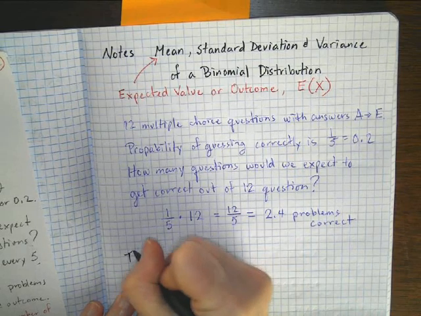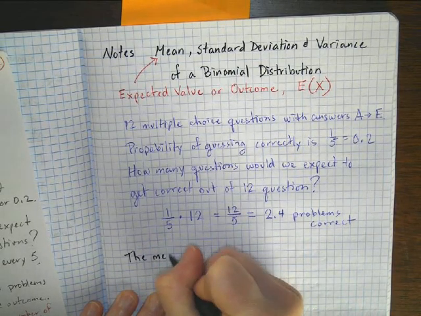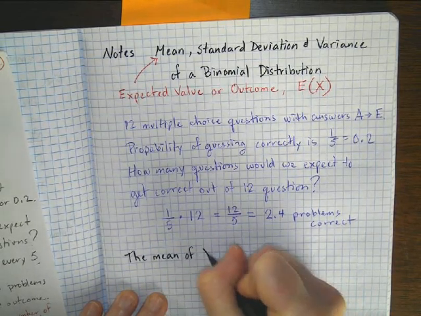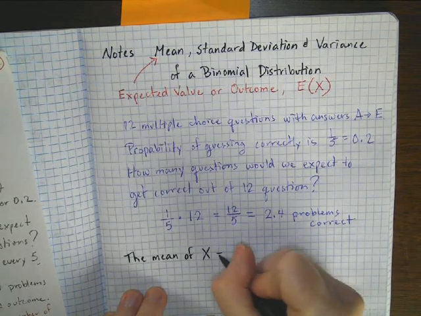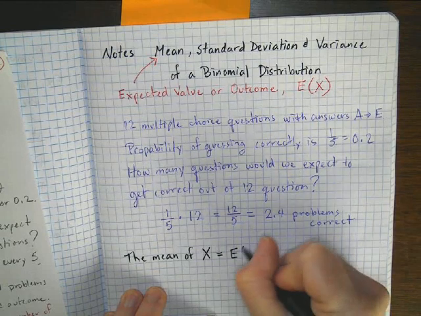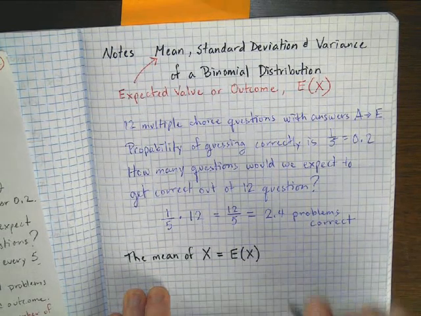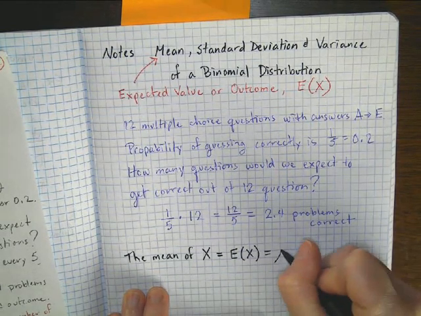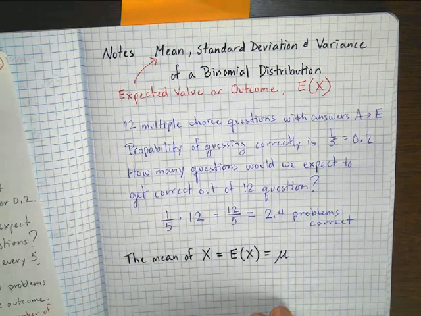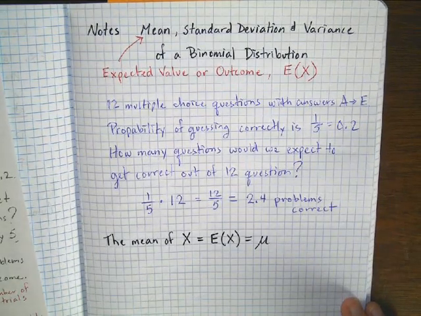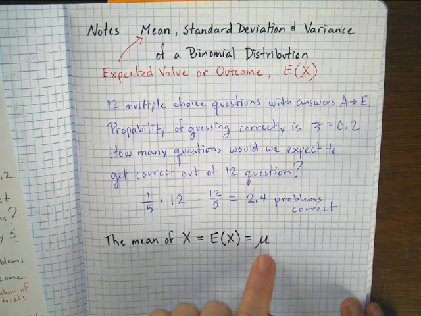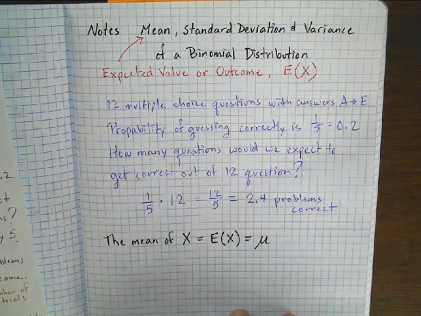The mean of x, which was getting correct problems, is in notation, E of X, or it's also, we use this symbol. Is that mu again? No, I don't remember. Shoot, do I need to give out more extra credit for telling me how to say my Greek letters? I'll just look it up myself.